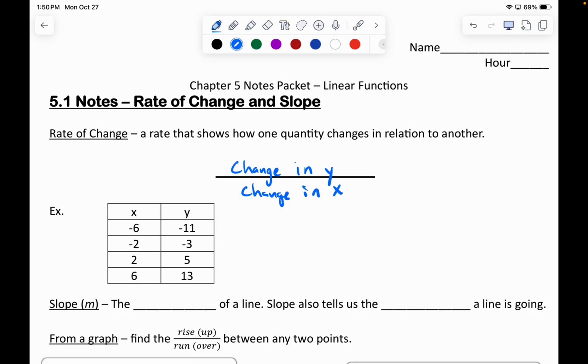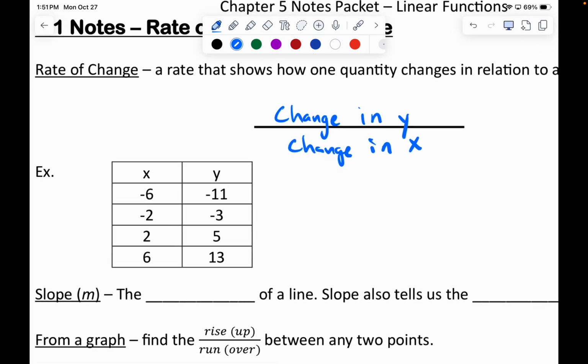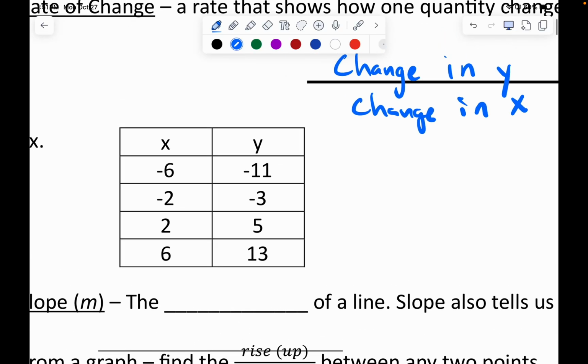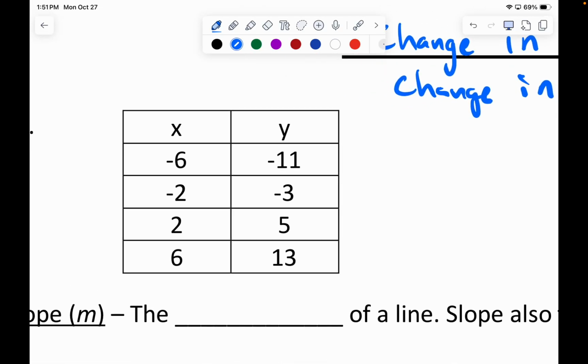We will look at several ways to find things depending on what we're given, from a table, from a graph, from some points, and it will look different depending on what we're given, but it always comes back to this. We're doing the change in y over change in x to find the rate of change or the slope. They're really the same thing. So if we look at this table, what do you notice about this table? Pattern-wise, maybe.